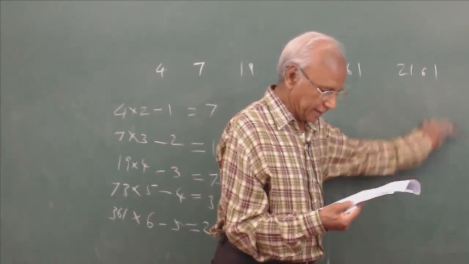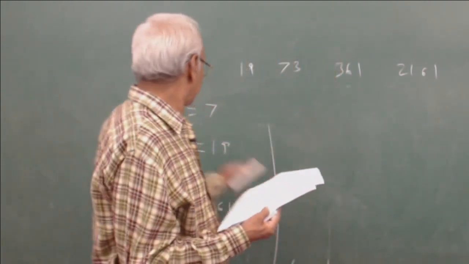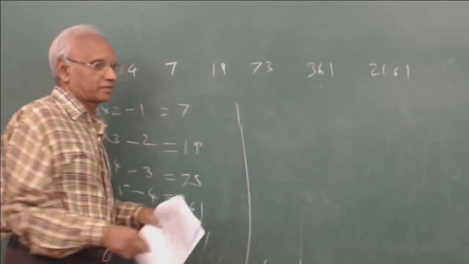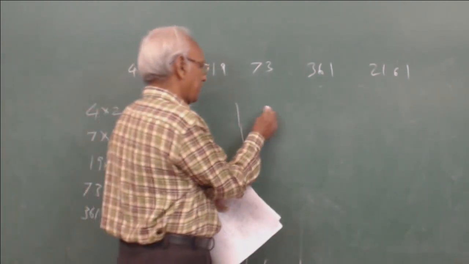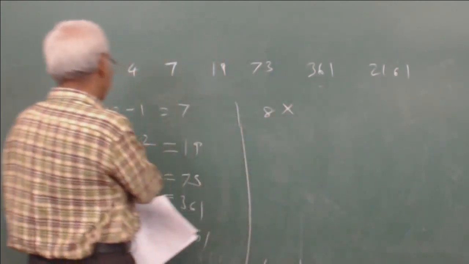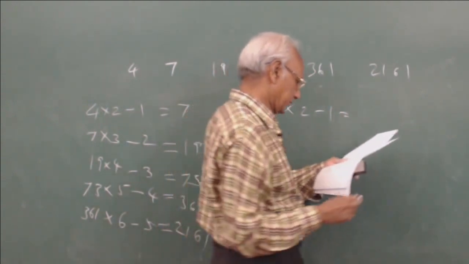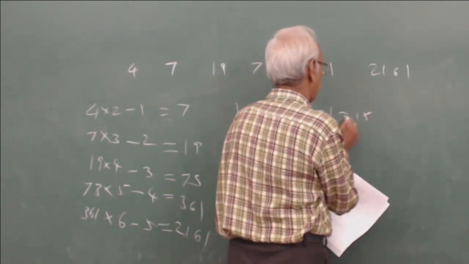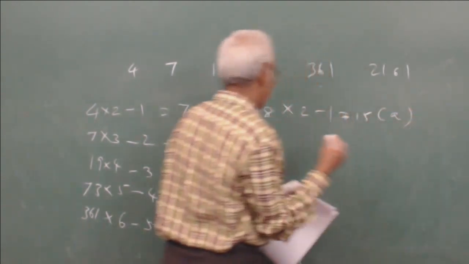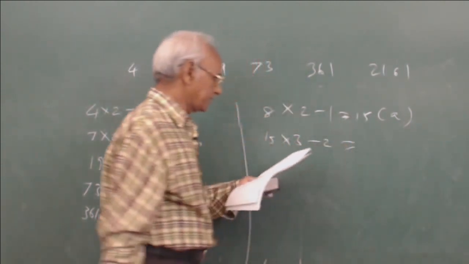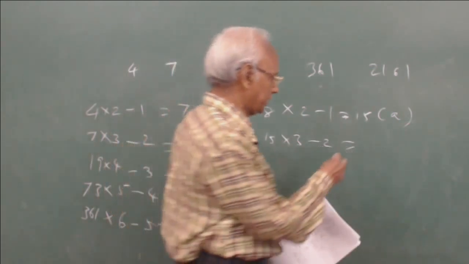Second line starts with 8. It is double that 4. So we can expect these numbers to become larger and larger, but not exactly double. We can see 8 instead of 4. So 8 2s minus 1. So naturally that is 15, which is your A. Again 15 into 3 minus 2. 15 3s are 45, minus 2 is 43.